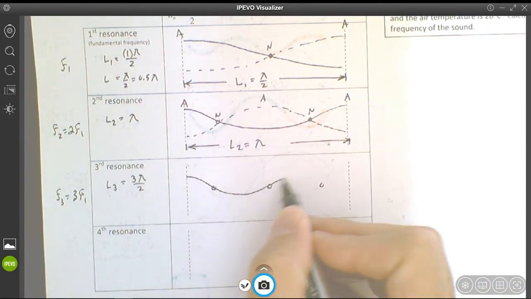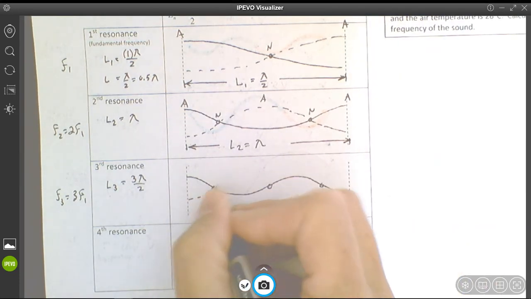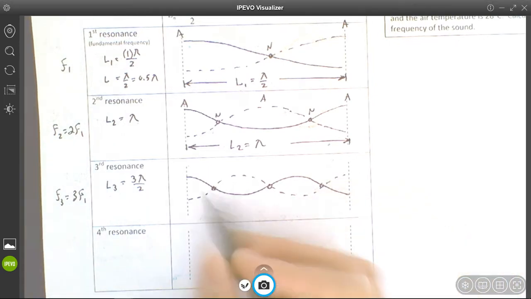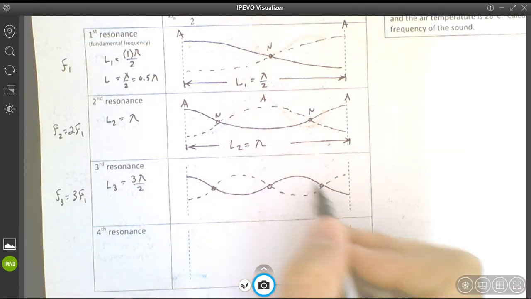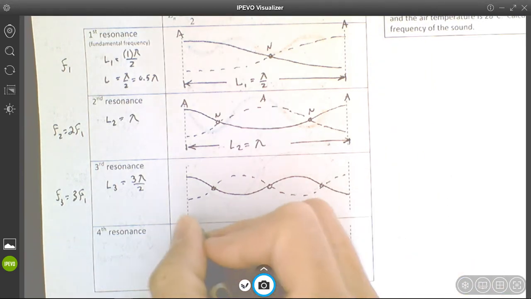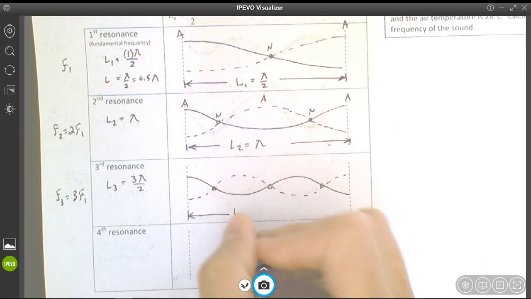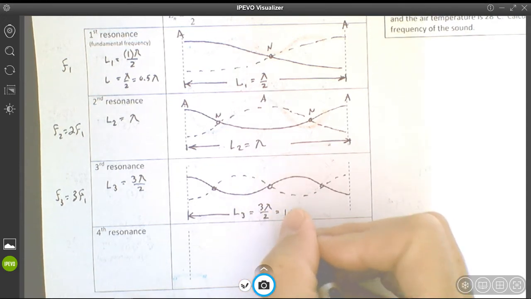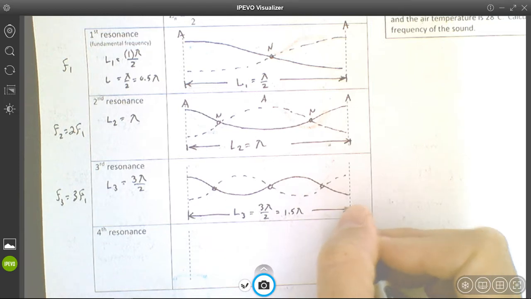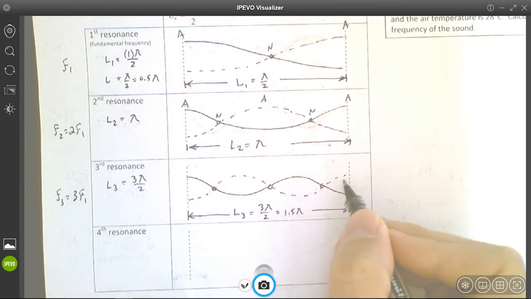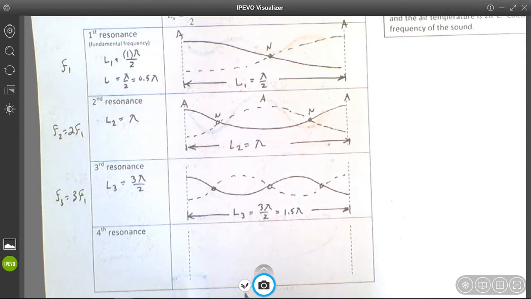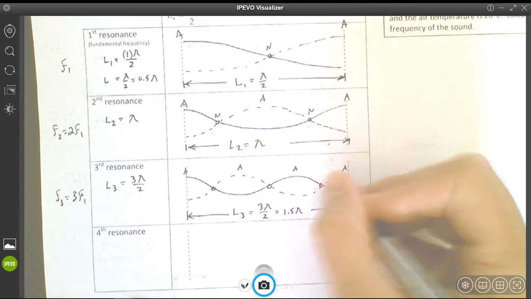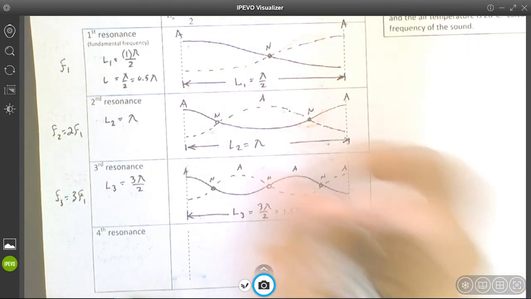And so here we go, like that. Quarter, quarter, one full one. Well, that is clearly 3 halves of a wavelength. There's 1.5 wavelengths inside there, right? Look, a quarter is a half, 1.5. Easy. Again, antinode, antinode, antinode, antinode, node, node, node.